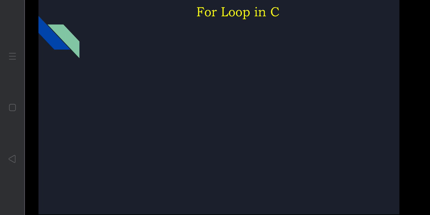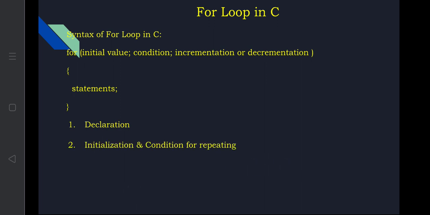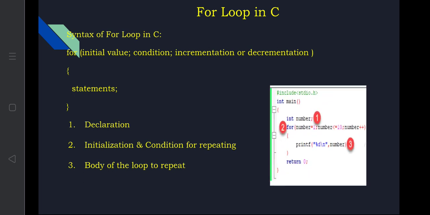And now let us see the next loop in C, which is the for loop. What does the for loop syntax say? For initial value semicolon condition semicolon increment or decrement, then you have to open the brace, give the statements and close the brace. Now the parts of the loop: first is the declaration, second is the initialization and condition for repeating, and third is the body of the loop to repeat. Let us see the block diagram.